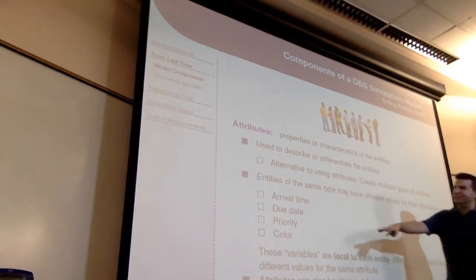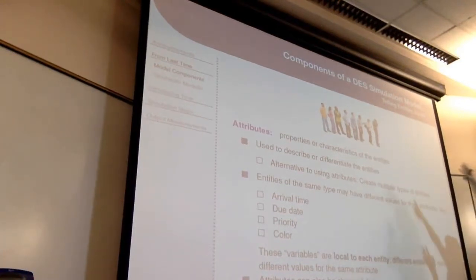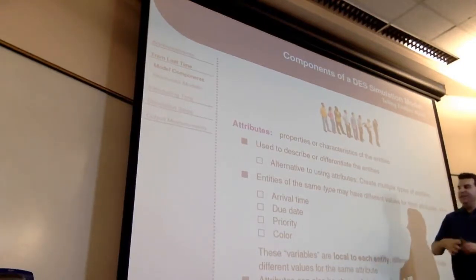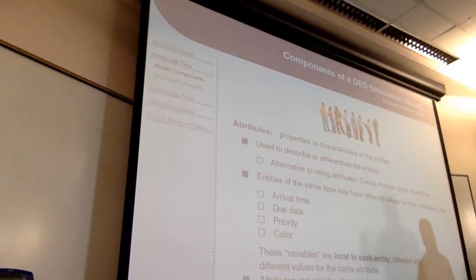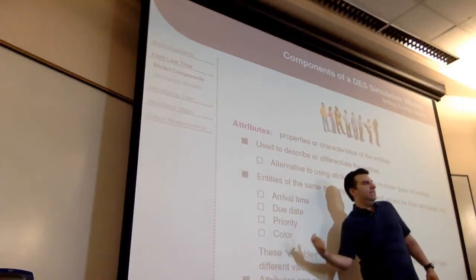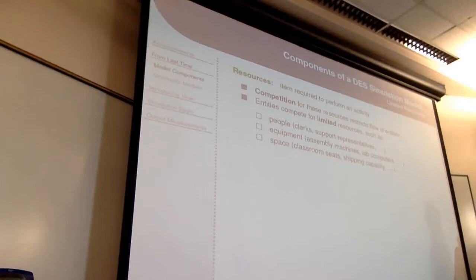So you can view these as variables that are local to the entity. And when we're talking about state variables, you can sometimes think about implementing state variables as little attributes that are bolted on to individual entities. That allows each entity to have his or her own state that changes over time, as well as global variables that aren't associated with any specific entity. And so attributes can be changed within the sim.